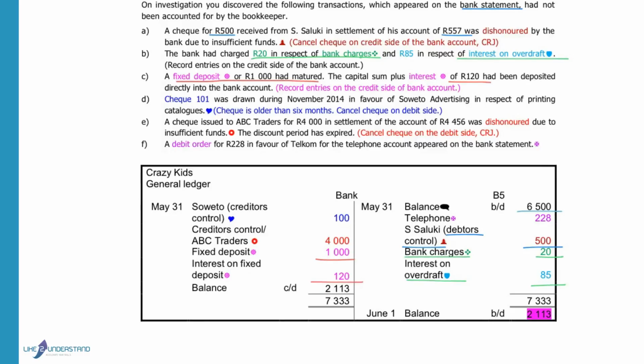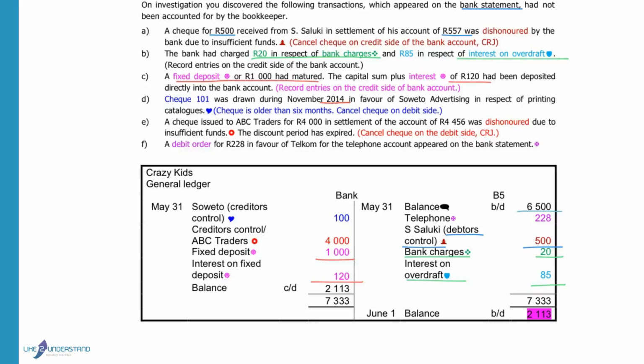Check number 101 was drawn during November 2014 in favor of Soweto Advertising in respect of catalogs printed. Now, if we see it's an old date, we always have to calculate and see if this check is more than 6 months old, because then it's stale and you have to cancel it. So if it was issued in November, it's December, January, February, March, April, May. So it means this check is older than 6 months and we have to cancel this check.